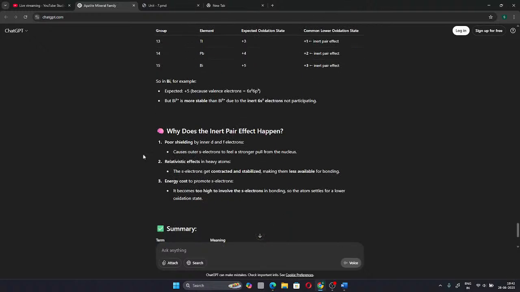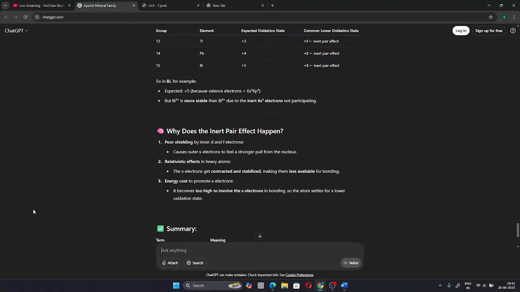Why does the inert pair effect happen? Poor shielding by d and f block electrons. Because of the bad shielding effect of d and f subshells, which is what we call lanthanoid or actinoid contraction, the size of the atom decreases. Therefore, the nuclear charge increases, attraction increases, and the s electrons are harder to remove, causing outer s electrons to feel a stronger pull from the nucleus.